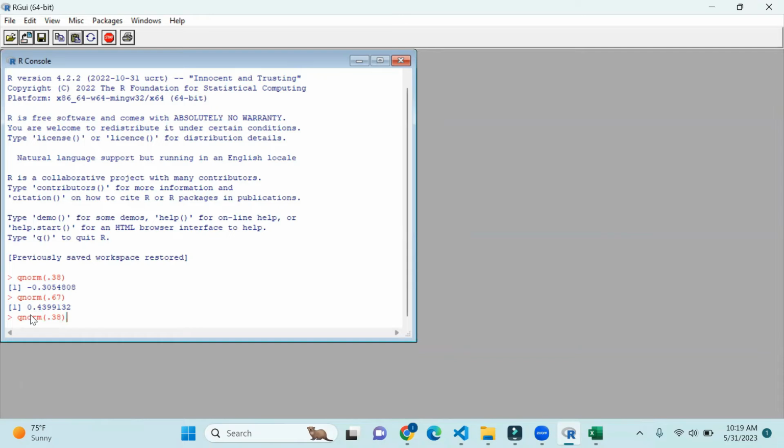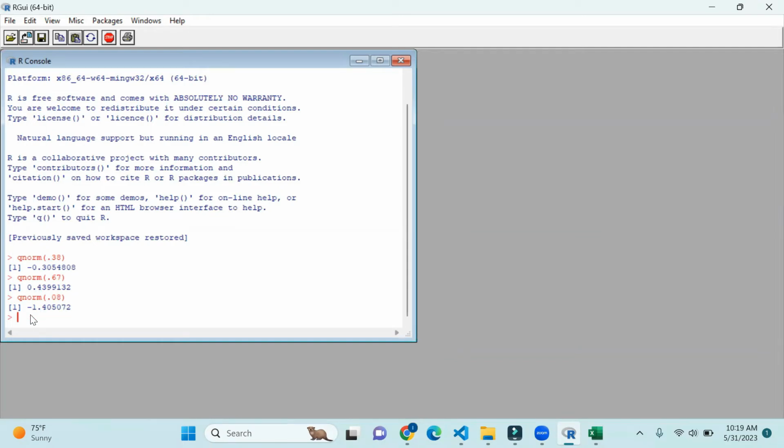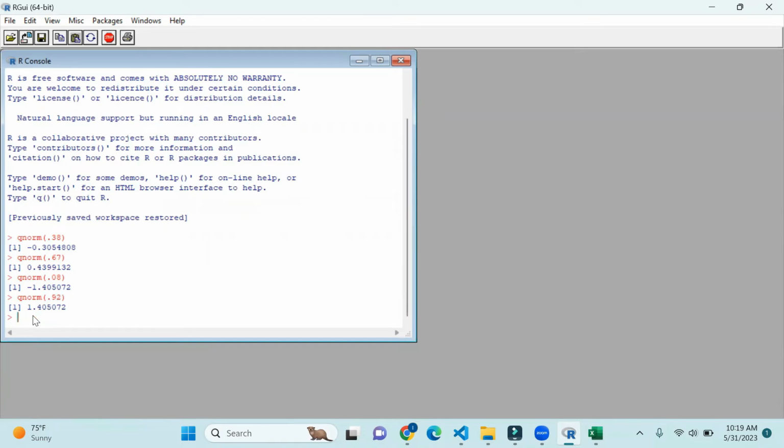And for qnorm, 0.08 gives the lower quantile for middle probability. qnorm 0.92 gives the upper quantile for middle probability.